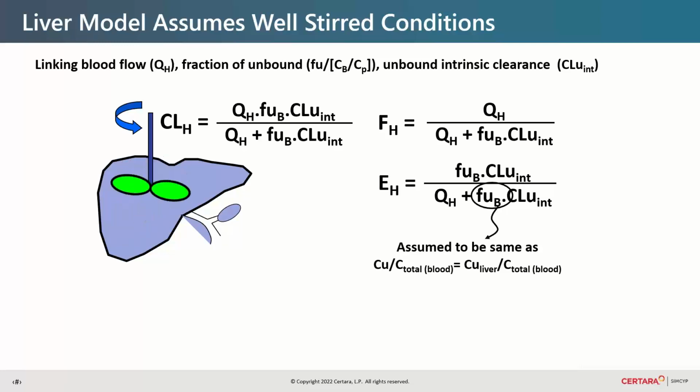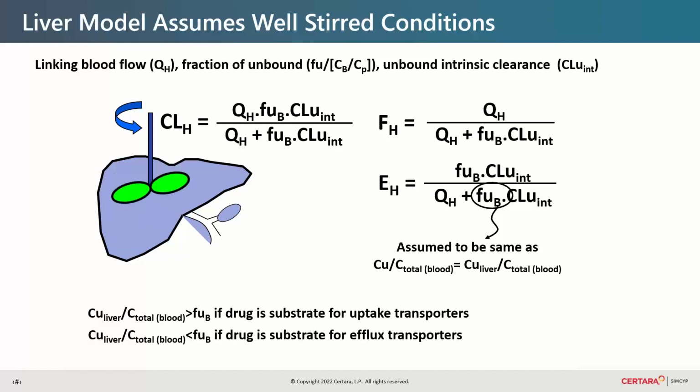I guess one of the main things we're assuming with the well-stirred model is that the concentration unbound within the tissue is equivalent to the concentration unbound at the transporters. So we can also switch to a permeability limited model and look at the effective uptake and efflux transporters in the liver as well if we want to.